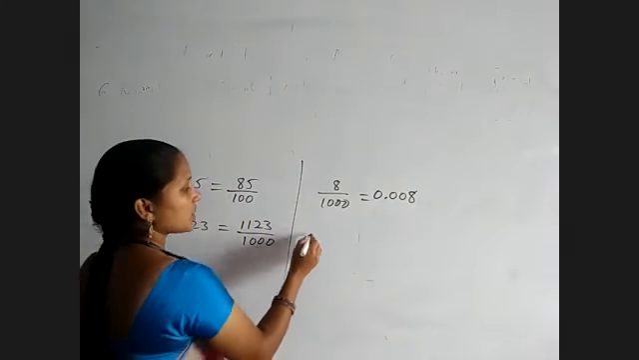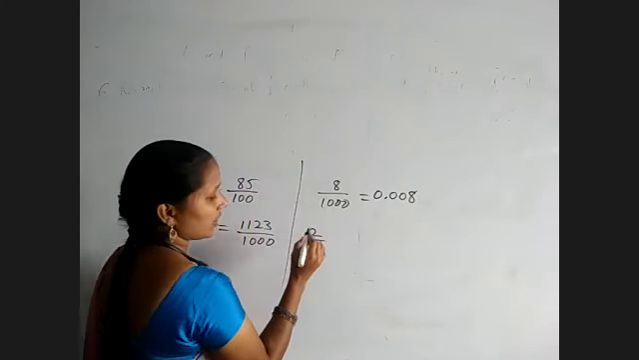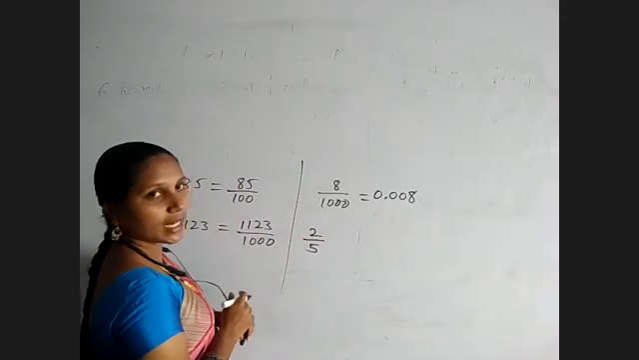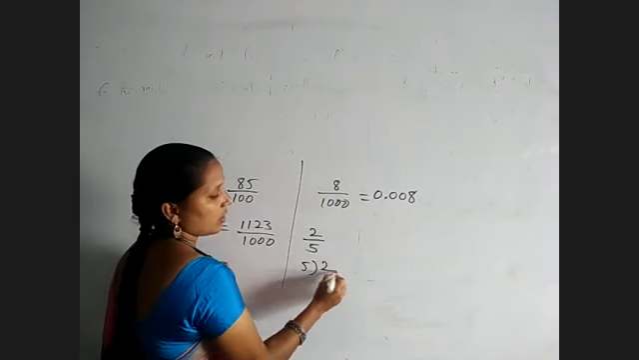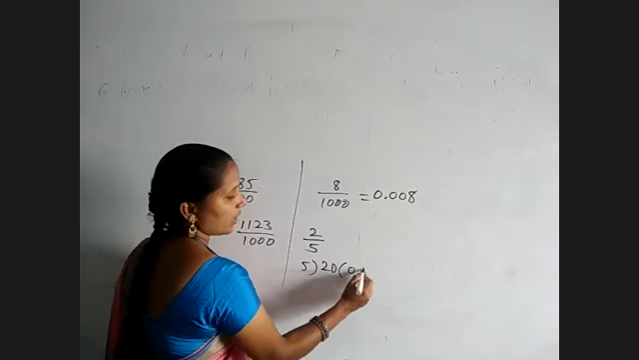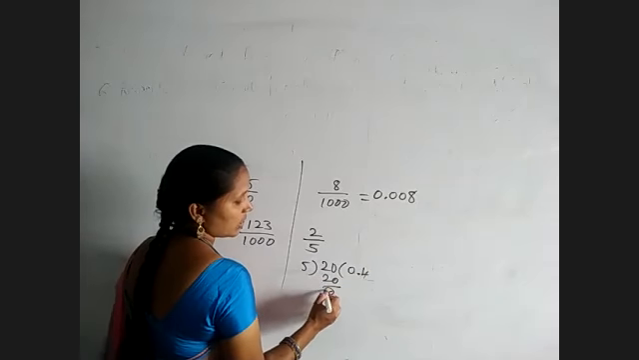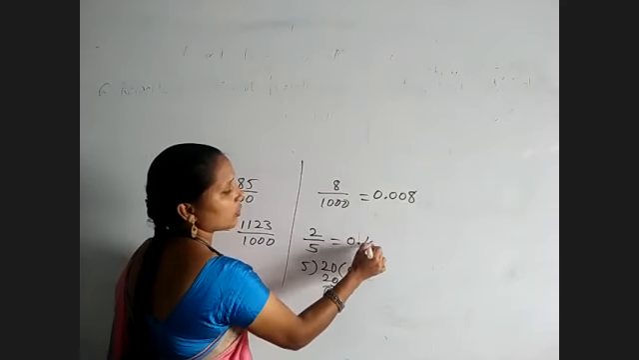And suppose I have 2 by 5. Then in this case, how can I write it? I can't write it directly. Go through the division. Point 0, 5 4s are 20. So 0.4 is the decimal value.